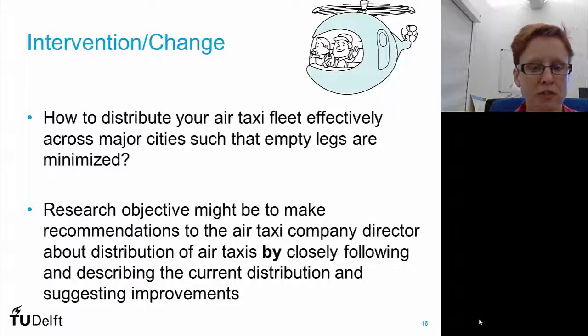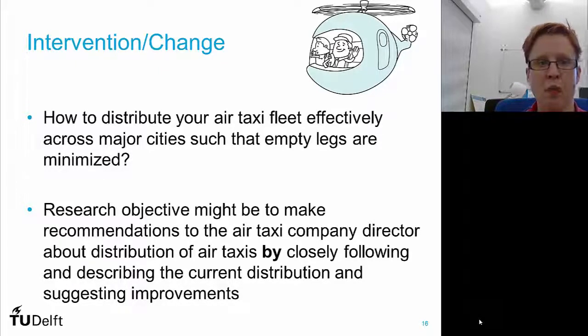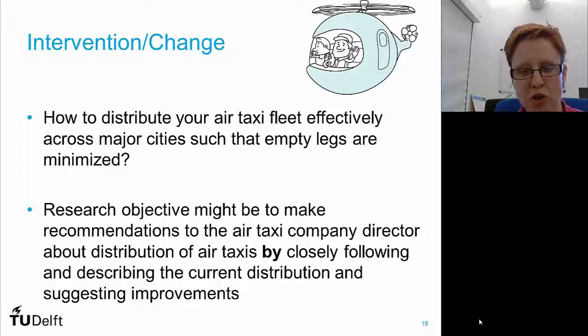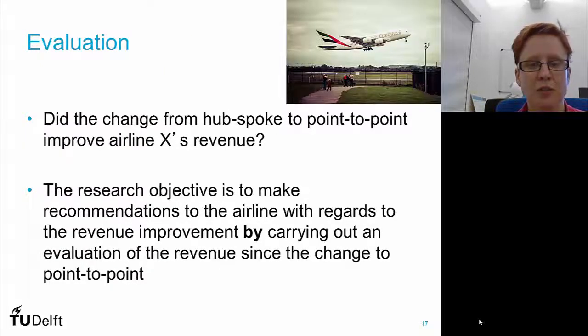So your research objective might be to make recommendations to the air company director about the distribution of air taxis by closely following and describing the current distribution and then suggesting improvement. So you look at what is there and what will need to change to reach the objective of your client, namely minimum empty legs. This is how you could do it. And then the final one is evaluation.